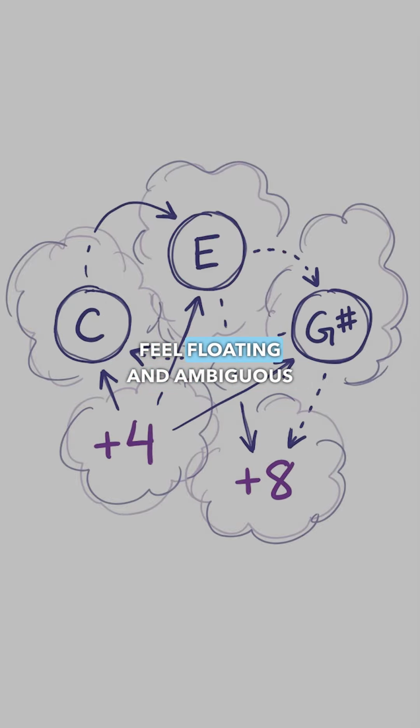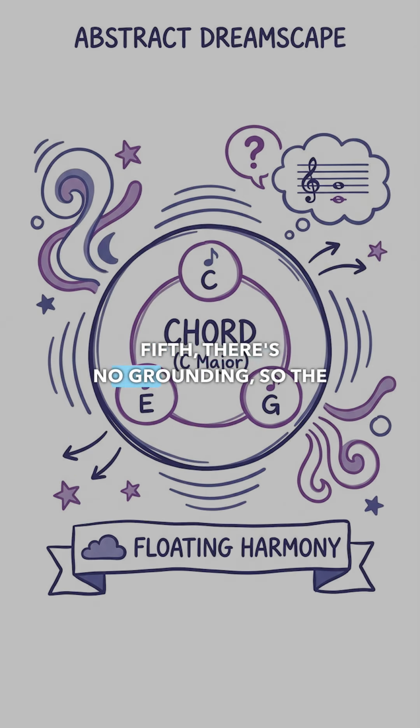Augmented triads feel floating and ambiguous by replacing the perfect fifth with an augmented fifth. Root, major third, augmented fifth, plus 4, then plus 8. C augmented is C E G sharp. Without a perfect fifth, there's no grounding, so the chord feels dreamy, suspended, and waiting.